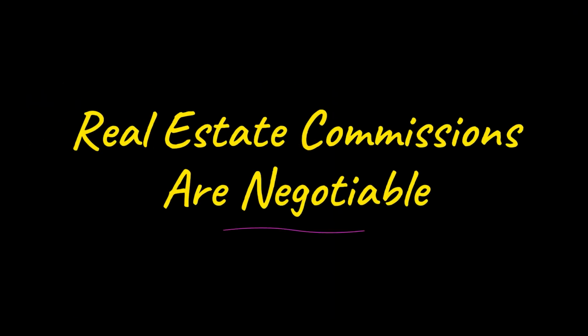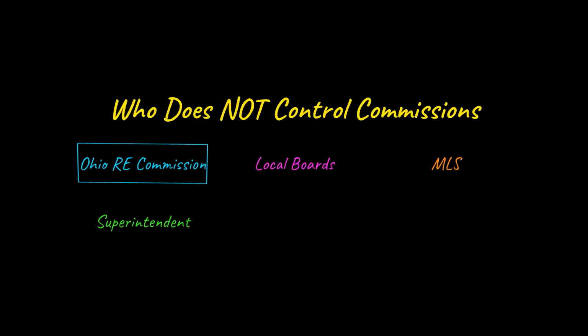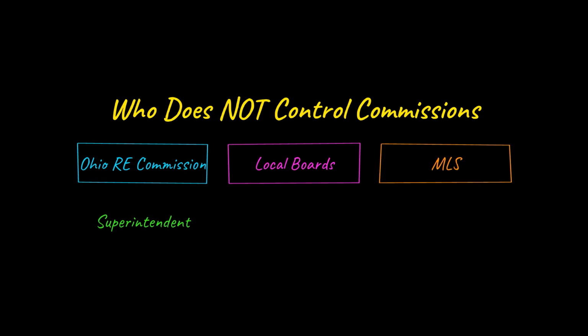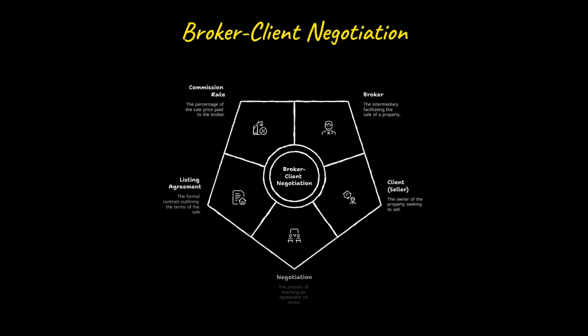In Ohio, real estate commissions are not set by any law, government body, or industry organization. The amount a broker charges is determined entirely by private negotiation between the broker and the client. Four bodies that might seem like candidates: the Ohio Real Estate Commission, local boards, the MLS, and the superintendent govern conduct and licensing, but none of them may set or cap commission amounts. Each commission is the product of a single private negotiation between one broker and one client. Whatever they agree to is written into the listing agreement. No rate card, no schedule, no outside authority involved.